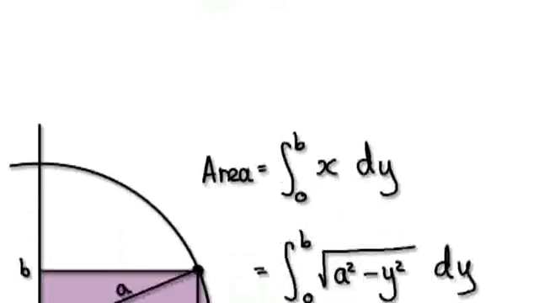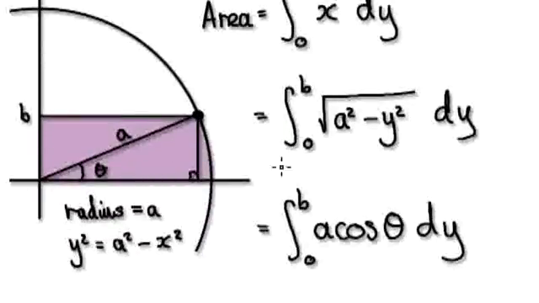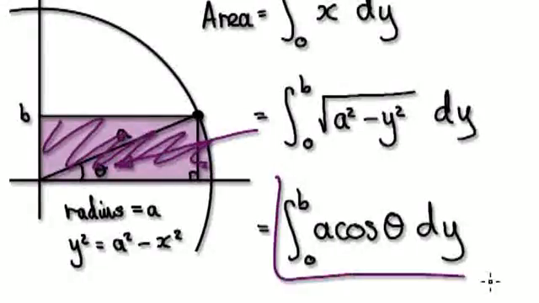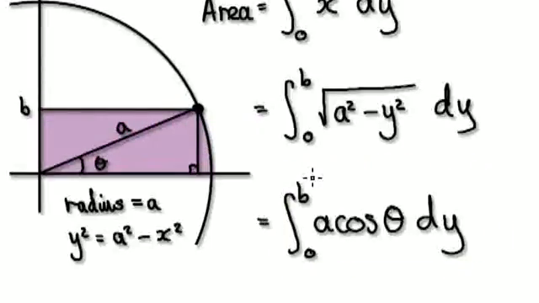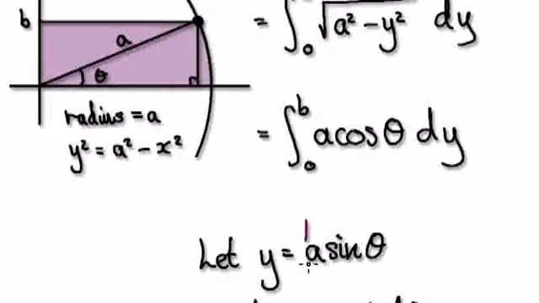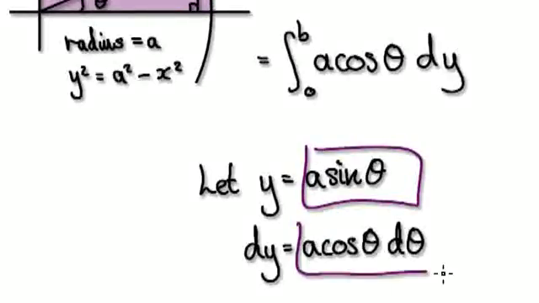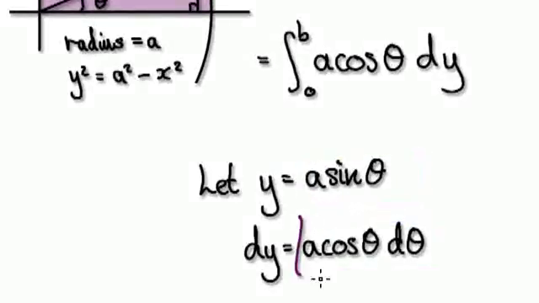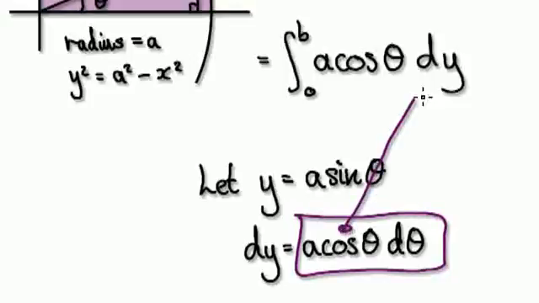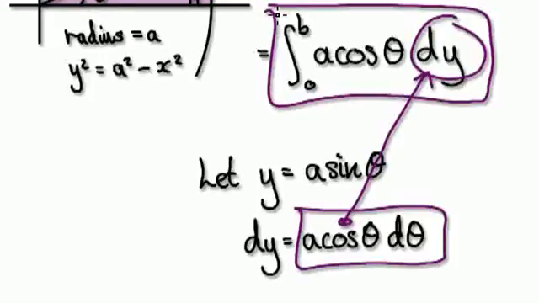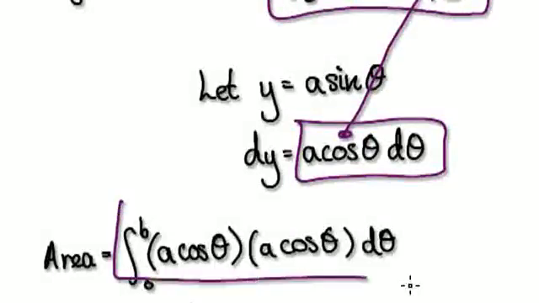Following on from the previous video, we got to this stage here where, if we work in terms of theta, we can express this area as this. So if we work in terms of theta, let y equal a sine theta. If y equals a sine theta, then dy equals this thing here. If dy equals this thing here, we can put it into this dy here. So this whole thing here becomes this.